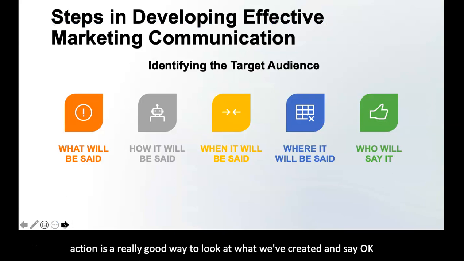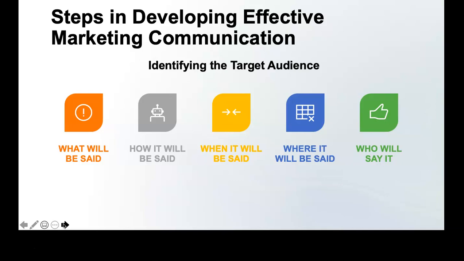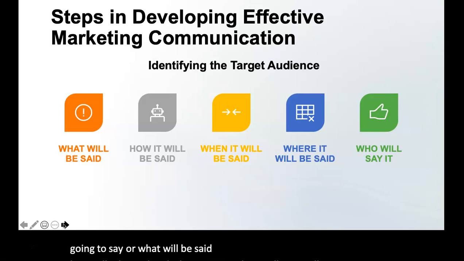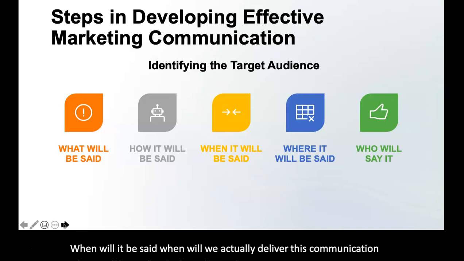So when we're developing this effective marketing communication and identifying that target audience, we have to determine what are we going to say, or what will be said, how will it be said, in what setting, or how will it actually occur. If you watch a commercial on television, sometimes it's in some type of comical situation that grabs people's attention. When will it be said? When will we actually deliver this communication? Where will it be said, and who will say it? We'll talk about that in a minute.